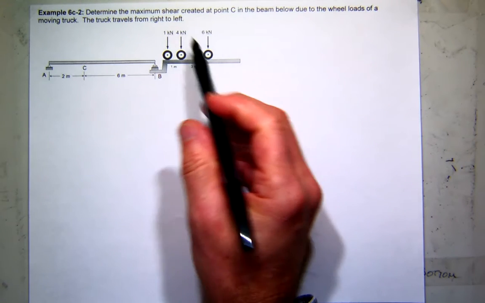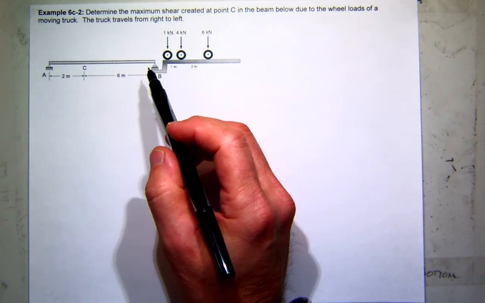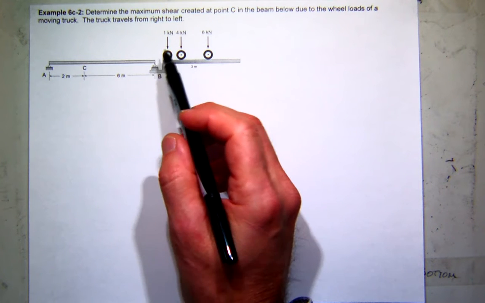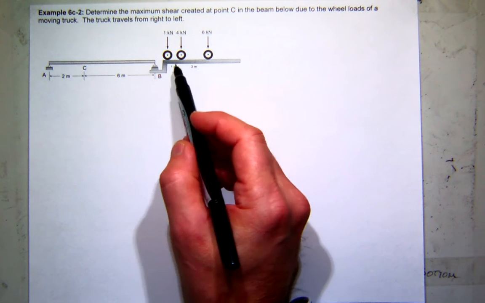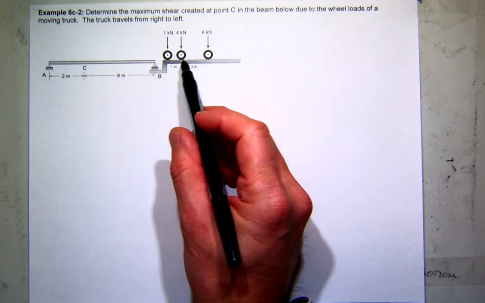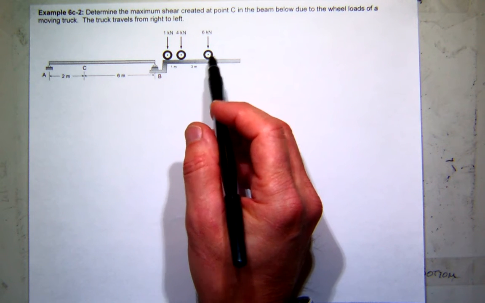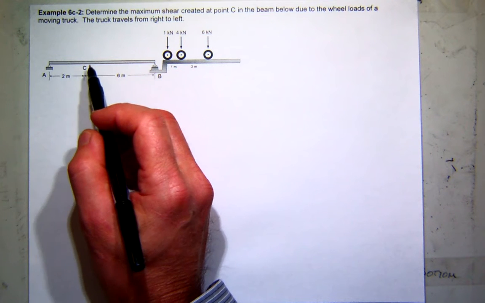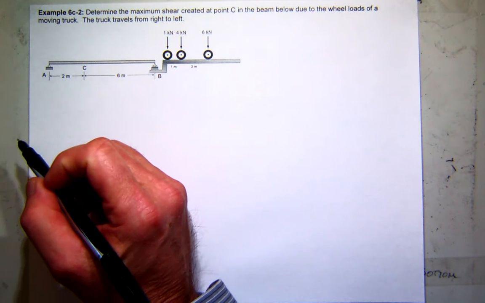Okay, so we're going to work this problem. And we've got, again, some kind of representation of a vehicle with 3-point loads that's 1 meter apart and then 3 meters back. And it's on the right side moving to the left. And I want to find what the maximum shear at C would be.